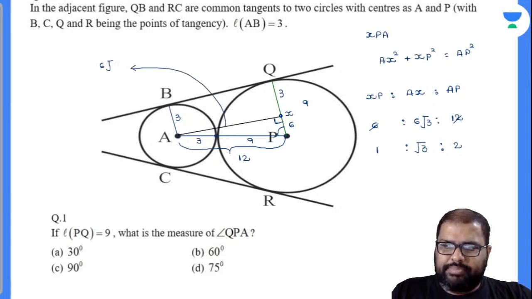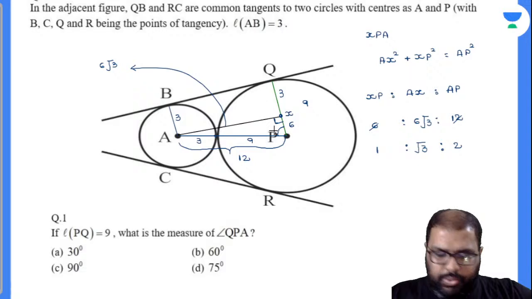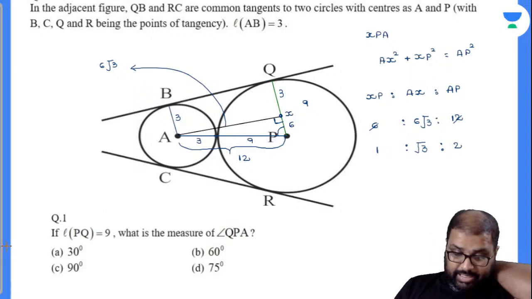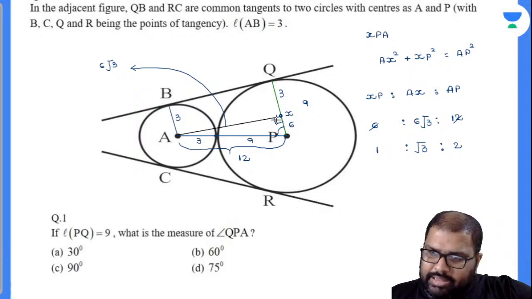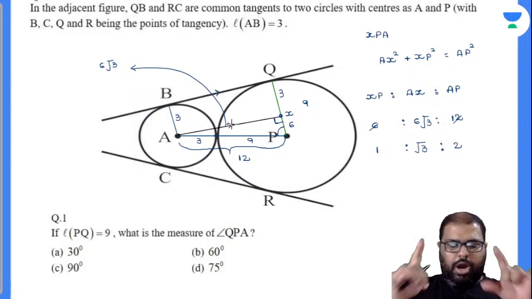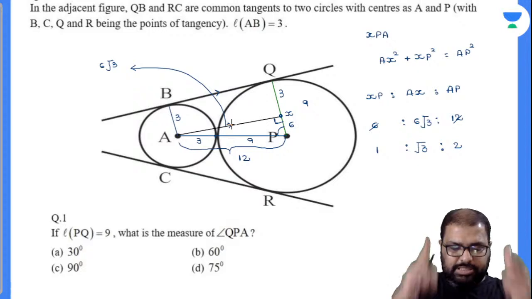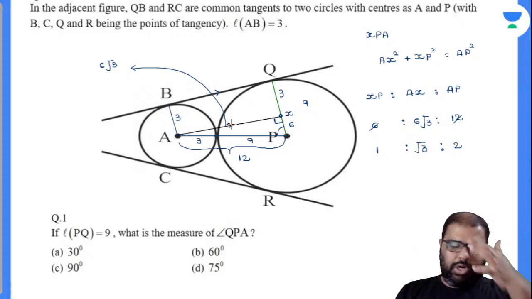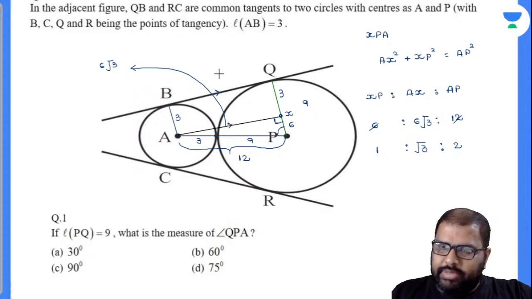If you closely observe, BAQX is a quadrilateral. AB length and XQ length are the same, so BQ and AX length must also be the same. Opposite sides of a quadrilateral must be equal. So BQ value will also be 6√3.